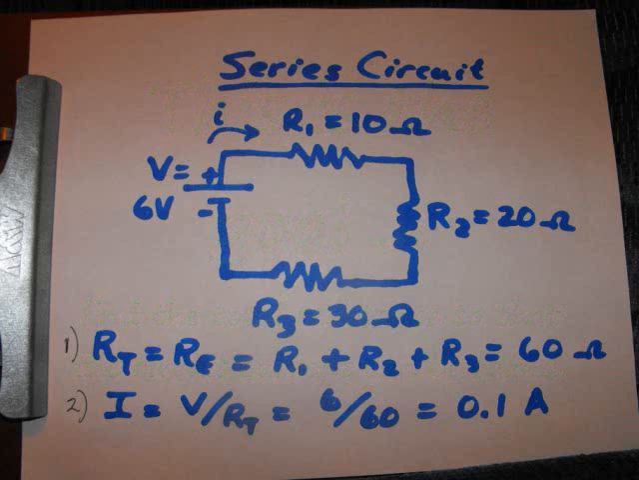Now, in series, we're just adding up the resistances to come up with the total resistance. We're going to be doing this over and over. So we come up with the total resistance, sometimes called the equivalent resistance. We can calculate the current then by dividing the voltage supplied by the battery by the equivalent or the total resistance.